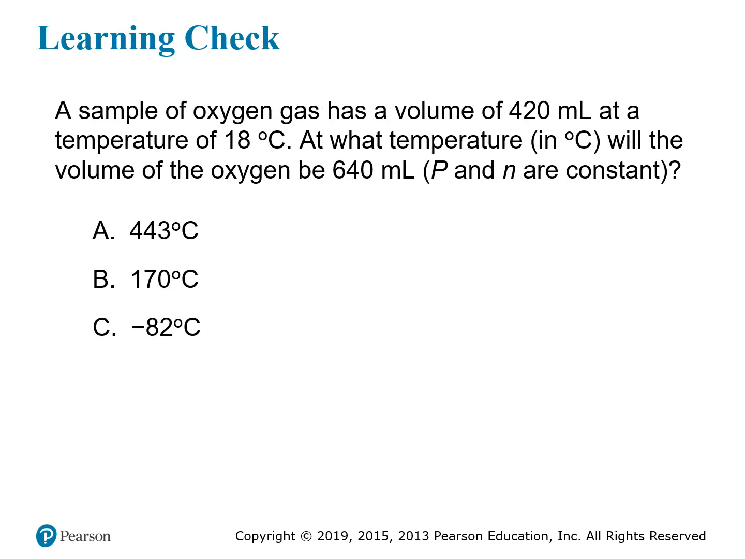Here's another example where you need to use Charles's law, but this time you want to find the new temperature rather than the new volume. So the question says a sample of oxygen gas has a volume of 420 milliliters at a temperature of 18 degrees Celsius. At what temperature in degrees Celsius will the volume of the oxygen be 640 milliliters, as long as P and n are held constant? Okay. So it's asking us for the new temperature, right? At what temperature will the volume be 640 milliliters? So this would be the new volume. The original volume was 420 milliliters, and the original temperature was 18 degrees Celsius.